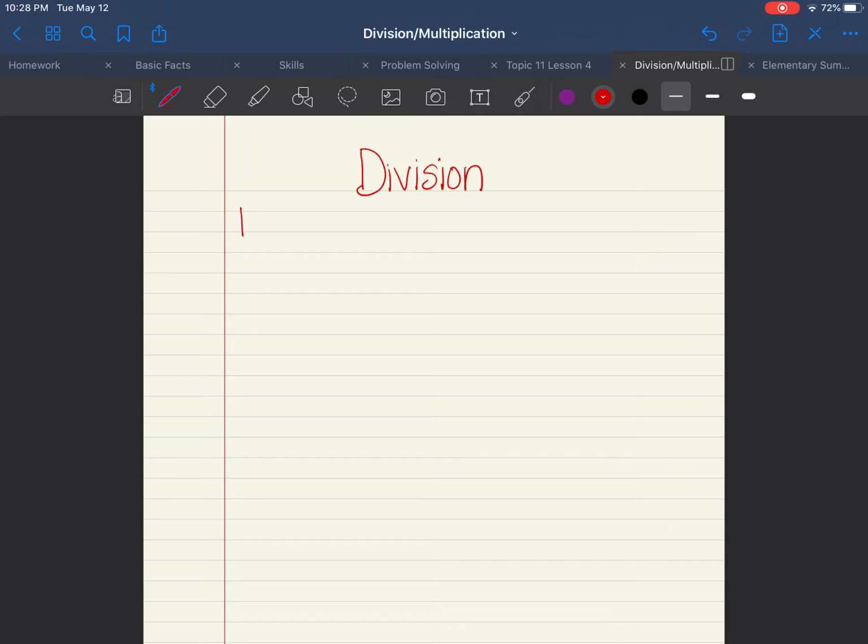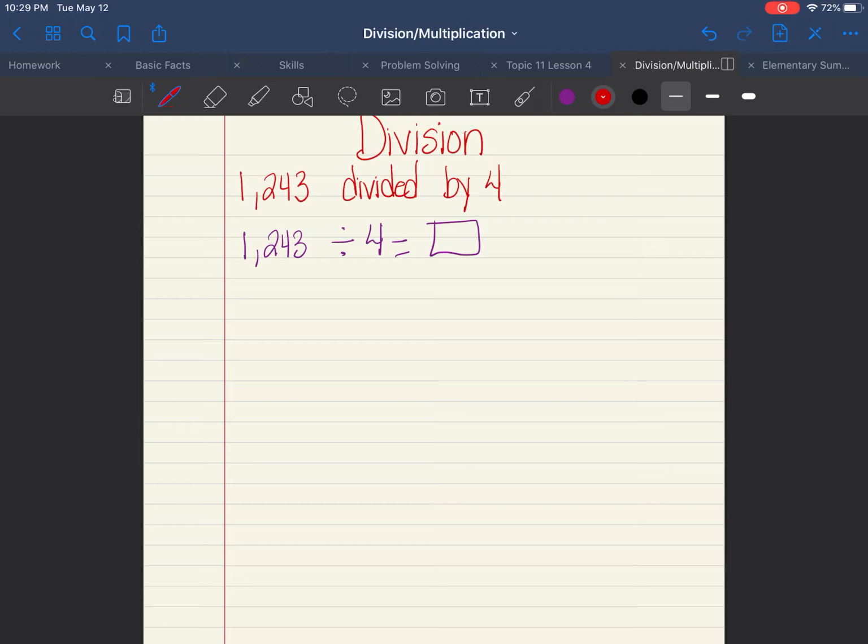Today we are going to be dividing 3 digits by 1. So the very first problem says 1,243 divided by 4. So if we were to write a number sentence, this would say 1,243 divided by 4 equals my quotient.